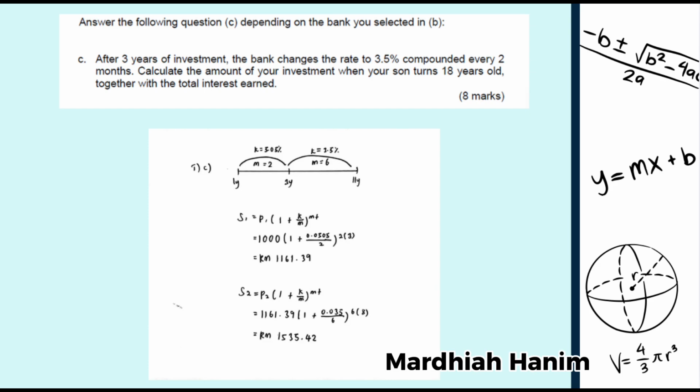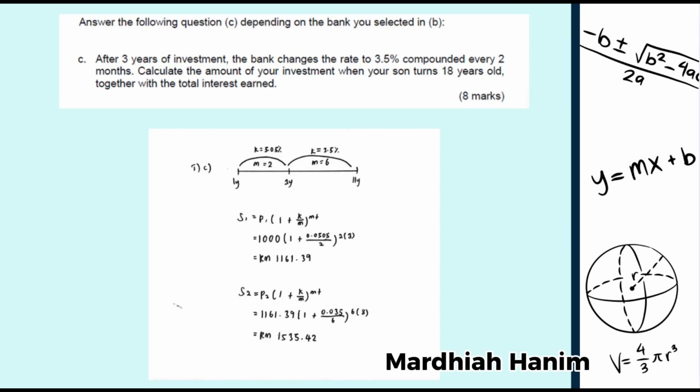Okay, and next, K equals 3.5%. But we have to change it to decimal, so 0.035, and the M equals 6. Where do I get the 6? So based on the question, the interest rate is 3.5% compounded every 2 months. Every 2 months is calculated 6 times a year, so that's why I put 6. So the formula here is S equals P, open bracket 1 plus K per M, close bracket, power of MT.